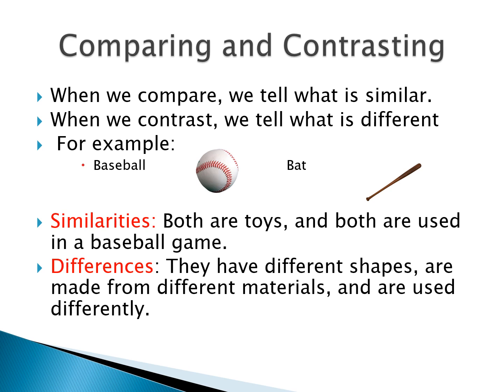For example, a baseball and a baseball bat. The similarities: both are toys and both are used in a baseball game. But in contrast, they have different shapes, they are made from different materials, and they are used differently.